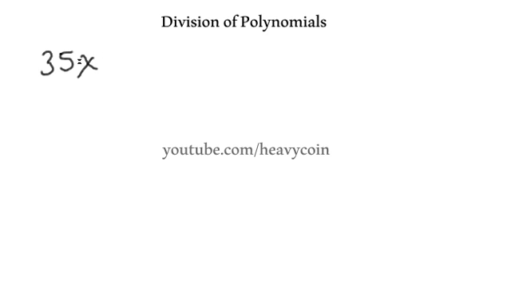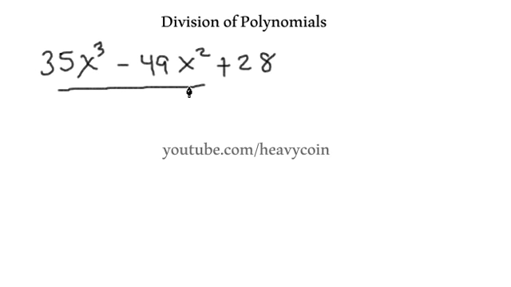Alright, so let me just start over here. This is 35x cubed minus 49x squared plus 28, and this is going to be all over 7. Now of course we're starting with something simple here, but there's a way of doing this without having to use long division.